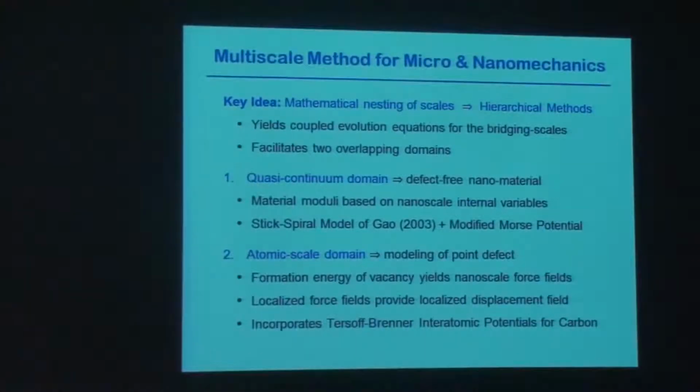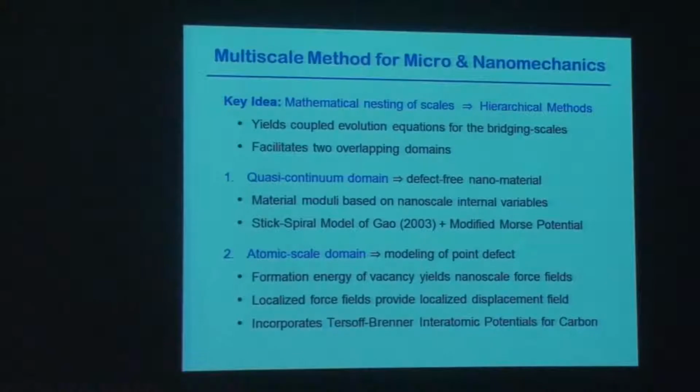So the idea is as follows. We want to develop a multi-scale method for micro nanomechanics, and the key idea is mathematical nesting of scales rather than doing brute force computational nesting. Computational nesting is a simple idea and can always be brought into play. However, mathematical nesting can be done if you can bring in analytical functions. They can certainly speed up your calculations. So that is what we'll try to see here.